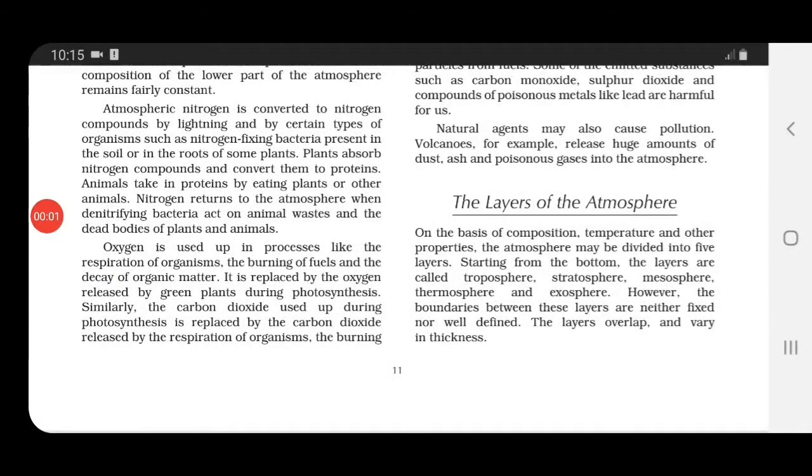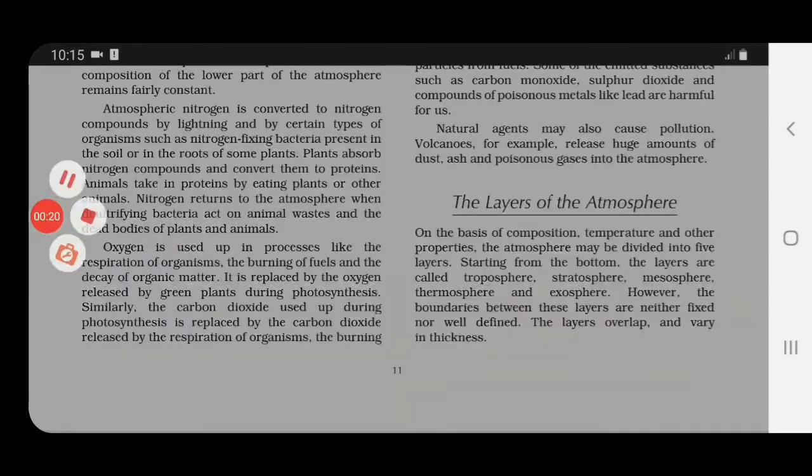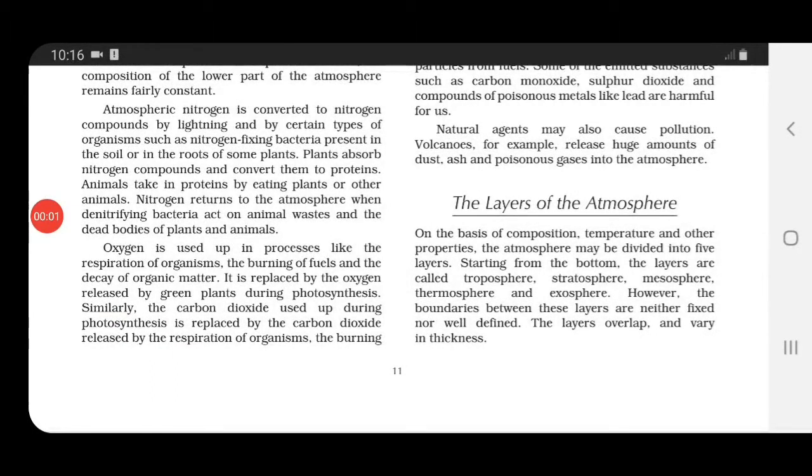Now talking about the layers of atmosphere, children. Atmosphere की कितनी layers है? It can be divided into 5 layers, okay? Atmosphere may be divided into how many layers? 5. On the basis of composition, temperature and many other properties. Now see. Now they are starting from the bottom. Bottommost layer is troposphere, then comes stratosphere, then mesosphere, then thermosphere, and at the last exosphere. Okay, and each of them may vary in thickness. Now we will study about each of them in detail.